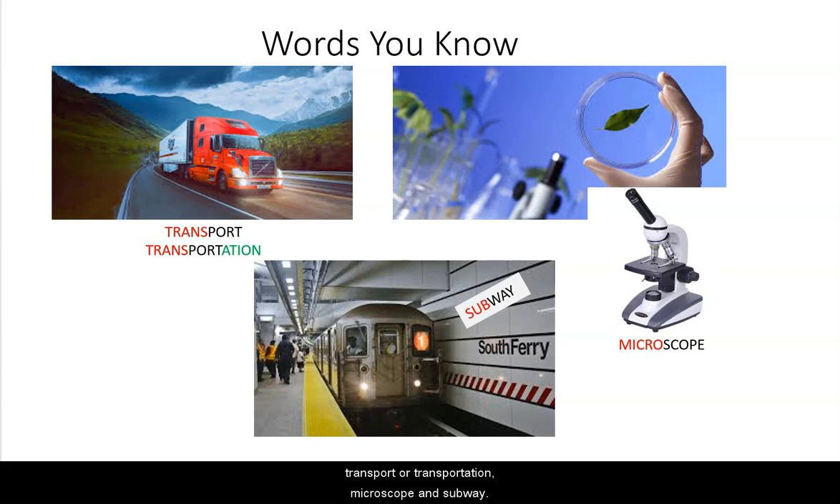Each one of these words has two or more parts. For instance, transport or transportation comes from Latin. Trans means across, and portare, which sounds similar to port, means to carry. And the suffix ation means the action or result of. So to transport is to carry something across a distance, while transportation is the action or result of carrying something across a distance.